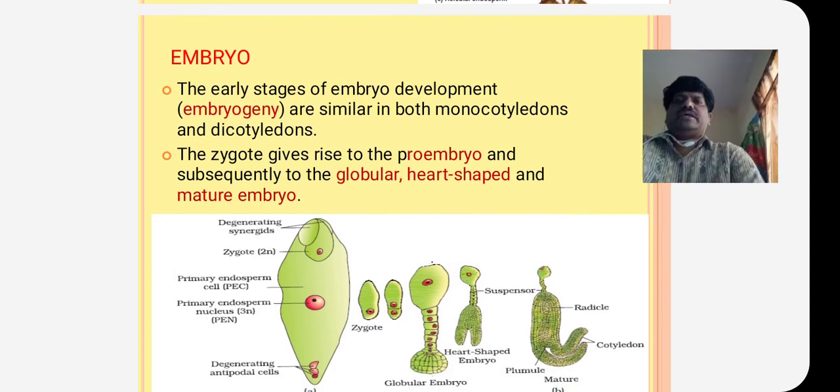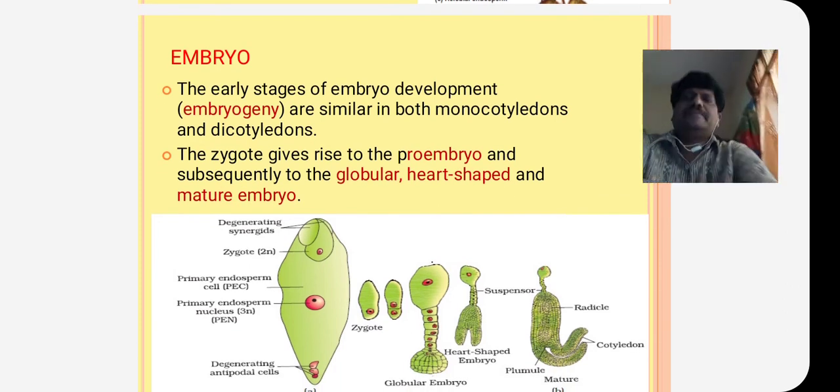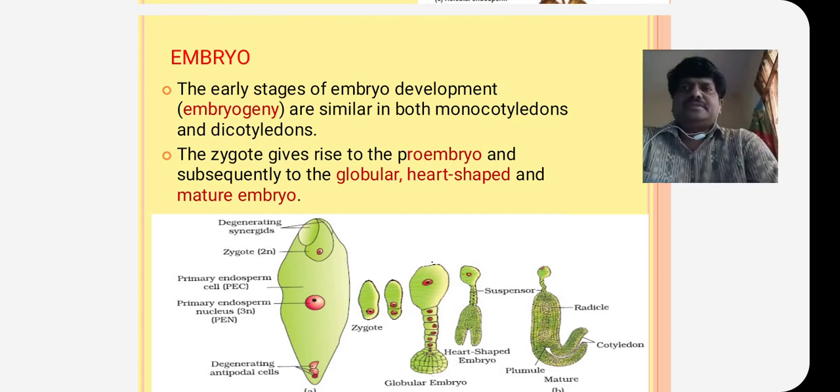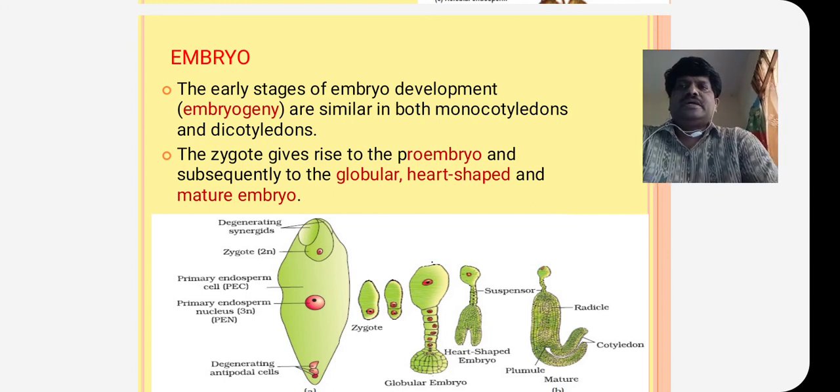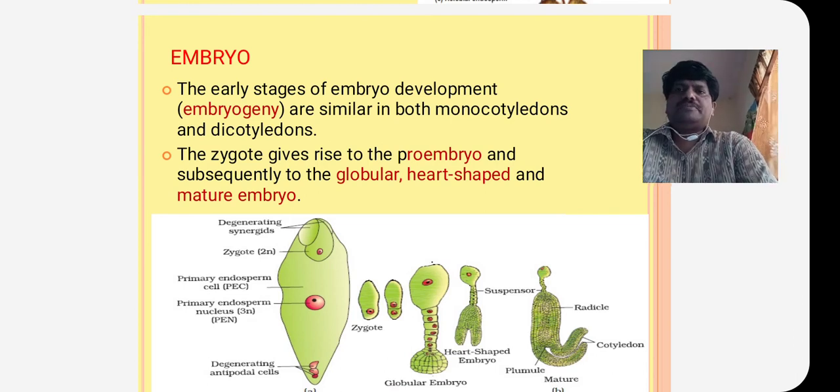Then in case of the embryo, the first part was the endosperm, that is endosperm formation. It is one of the important parts under the post-fertilization events. Then come to the embryo. So you all know what develops into the embryo.